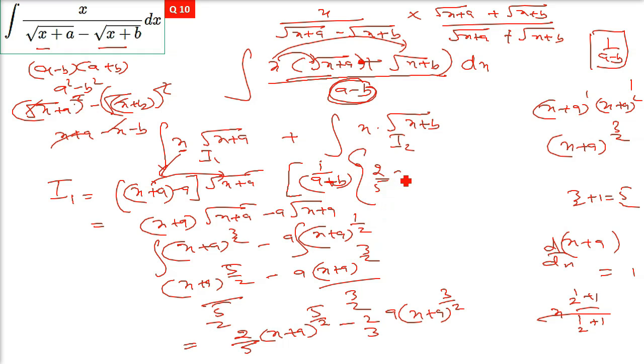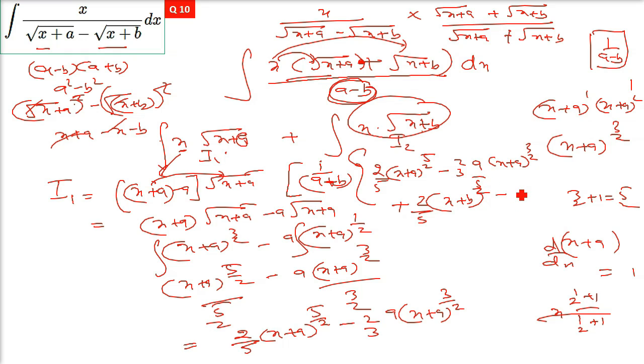Please remember. So we have 1 by a minus b, which I took out of my bag and kept it here. The first term is 2 by 5 x plus a to the power 5 by 2 minus 2 by 3 a into x plus a to the power 3 by 2. The second term you have to do by yourself. But you can see that it will come the same as x into under root x plus a because they are almost similar terms, only a is replaced by b. So just take this term, write it again, replace a with b, right? So this will be 2 by 5 x plus b to the power 5 by 2 minus 2 by 3 b x plus b to the power 3 by 2.